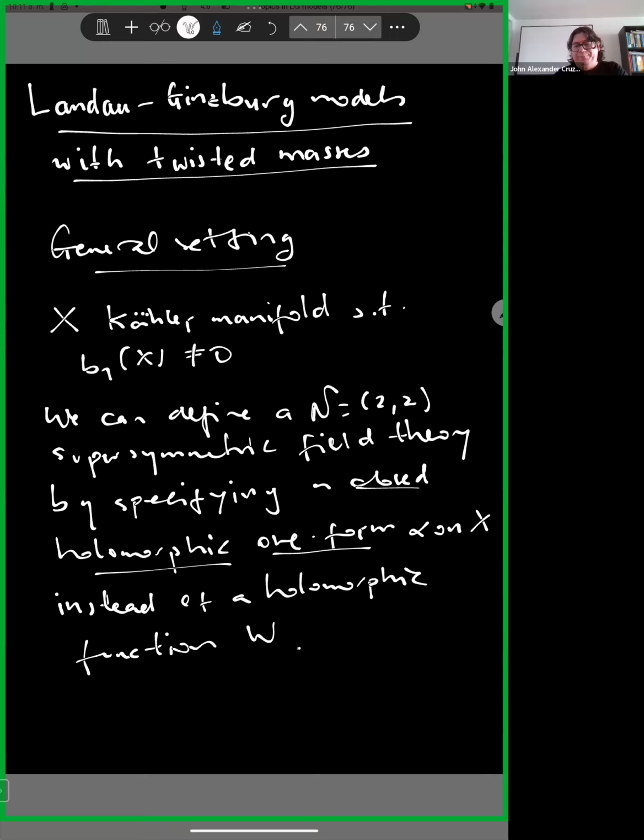So what we did before for the usual Landau-Ginzburg model was to have this function W that we call the potential. Today, actually, what we want to do is not to consider this function, but a closed holomorphic one form, right? And when the form is exact, we can recover the previous setting for the usual Landau-Ginzburg models. So what will actually be the twisted masses in this context?